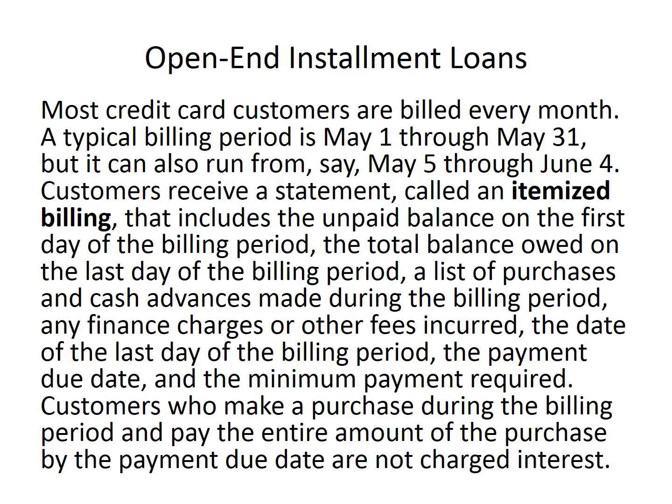Most credit card companies bill every month. A typical billing period is May 1 through May 31st, but it can also run from, say, May 5th through June 4th. Customers receive a statement called an itemized billing that includes the unpaid balance on the first day of the billing period, the total balance owed on the last day of the billing period, a list of purchases and cash advances made during the billing period, any finance charges or other fees incurred, the date of the last day of the billing period, the payment due date, and the minimum payment required.